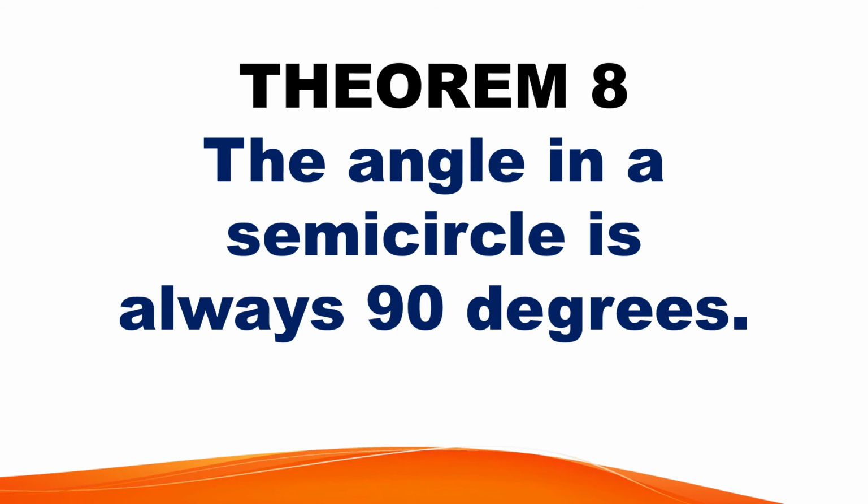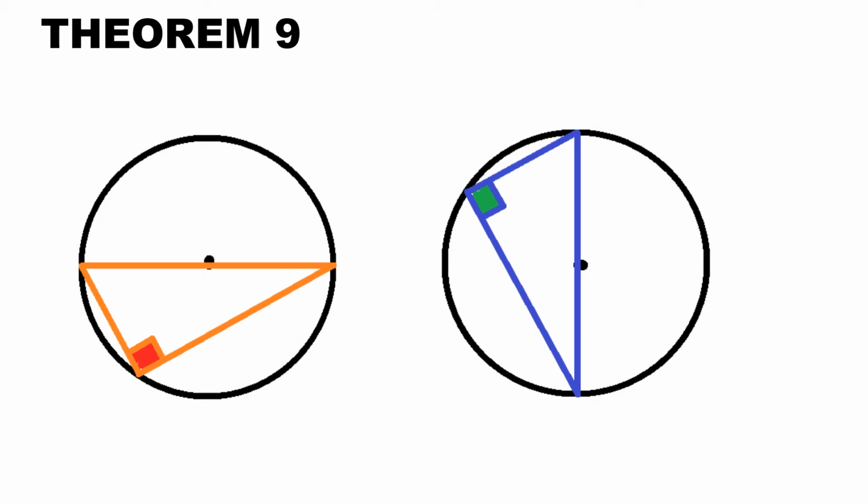Theorem number 8. The angle in a semicircle is always 90 degrees. Tingnan natin yung illustration in this example. So sabi ng theorem, angle in a semicircle is always 90 degrees. Paano mo malalaman kung merong semicircle? So dapat meron tayong diameter that divides the circle into two equal parts. Okay, so sabi daw, an angle in a semicircle is always 90 degrees. Paano nangyari yon? Tingnan nyo po itong chord na to and then chord na to. Notice that this is an inscribed angle.